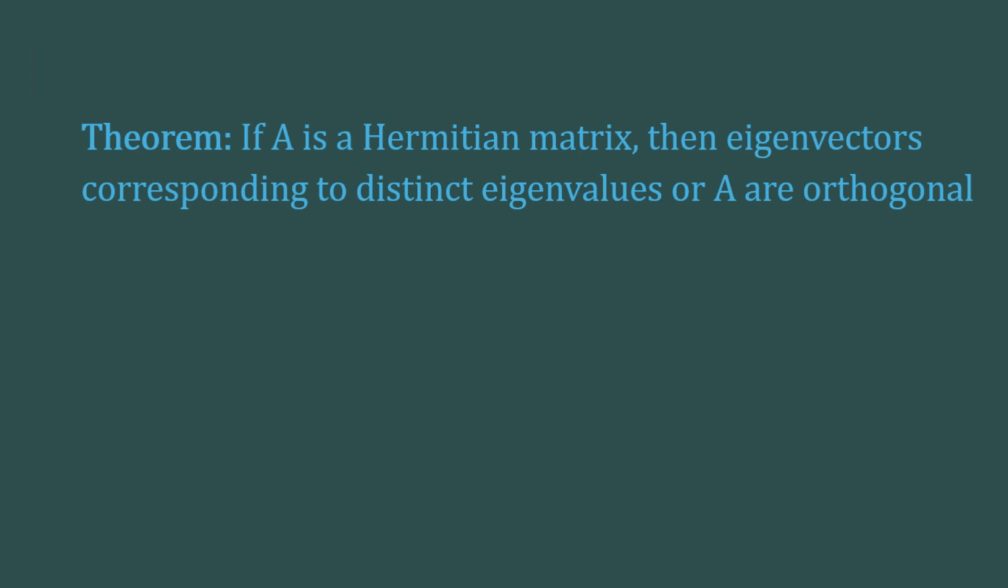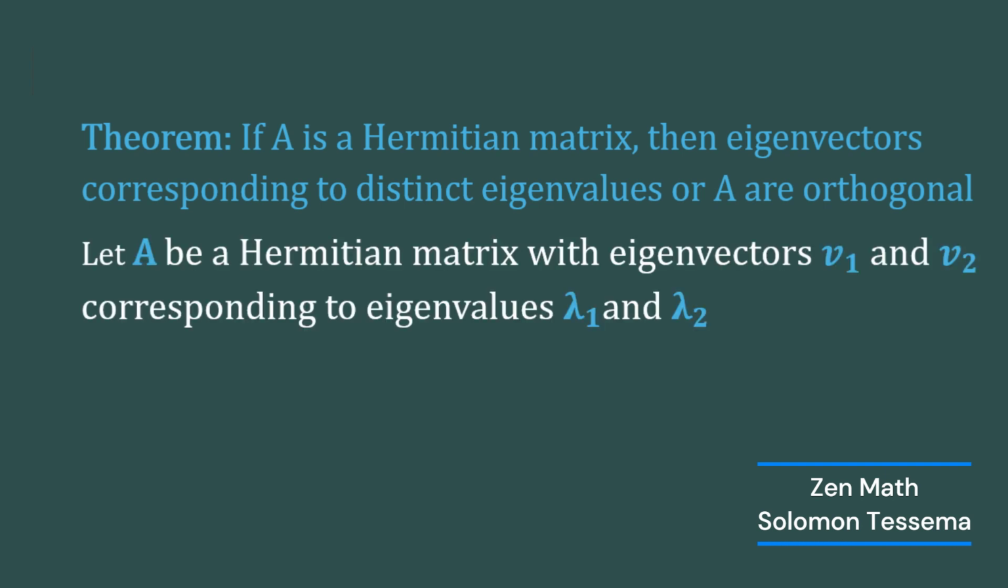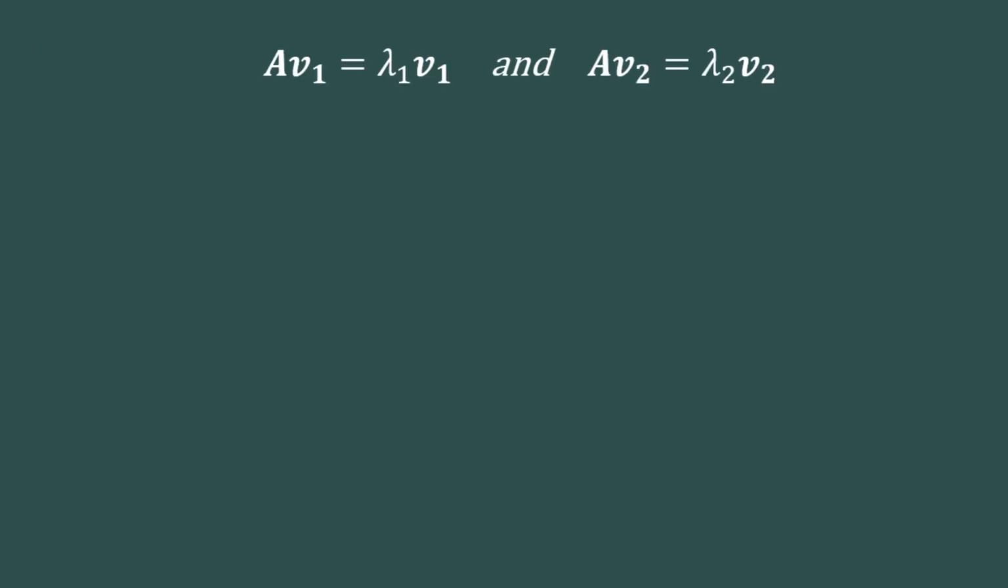This video demonstrates why eigenvectors corresponding to distinct eigenvalues of Hermitian matrices are always orthogonal. Consider a Hermitian matrix named matrix A. Suppose matrix A has two eigenvectors, named vector v1 and vector v2, corresponding to eigenvalues lambda 1 and lambda 2. This means matrix A multiplied by vector v1 is equal to lambda 1 multiplied by vector v1. And matrix A multiplied by vector v2 is equal to lambda 2 multiplied by vector v2.